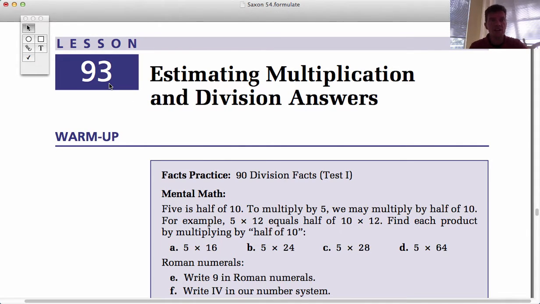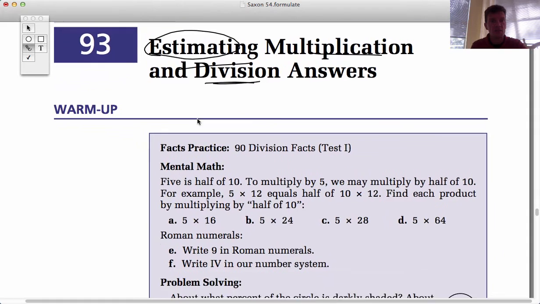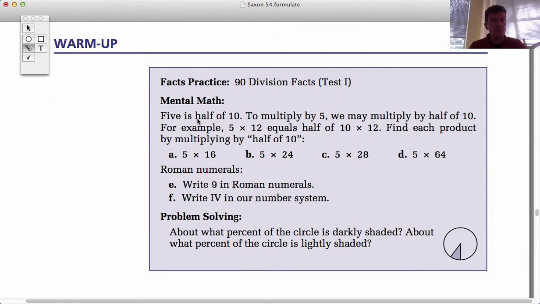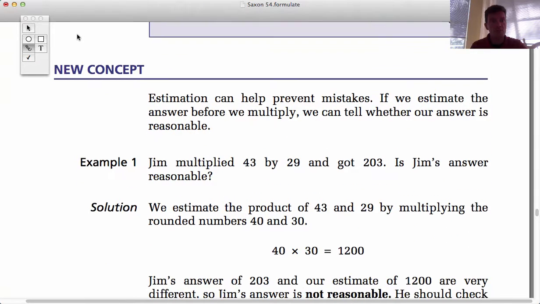We are looking at estimating multiplication and division problems. And estimation is a great skill to have. It helps you get to an answer quickly, whether it is multiplication, division, addition, or subtraction. It also helps you to check an answer after you've solved a particular problem to see if it makes sense or not. So let's talk a little bit about estimation. Hopefully you've already done the warm-up section here and are ready for today's new concept.